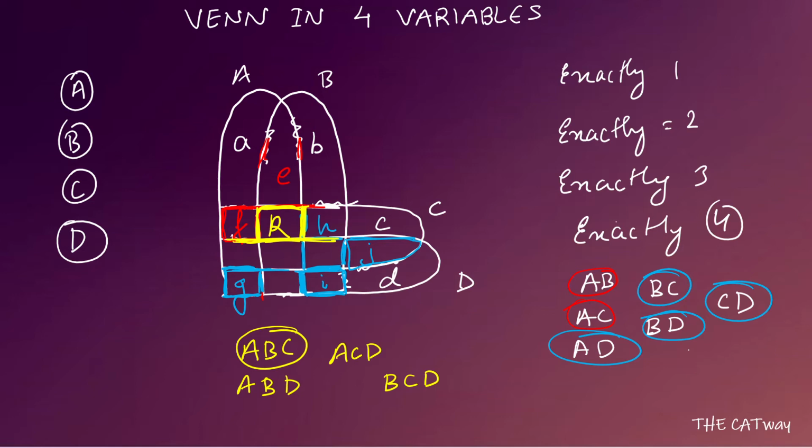Then we are talking about ABD, that means C should not be there. So similar case here, see, this one is complete A and B. Okay, this one is complete A and B. In this A and B, C is ending over here, so that means this area will be for D. So ABD will be represented by L.